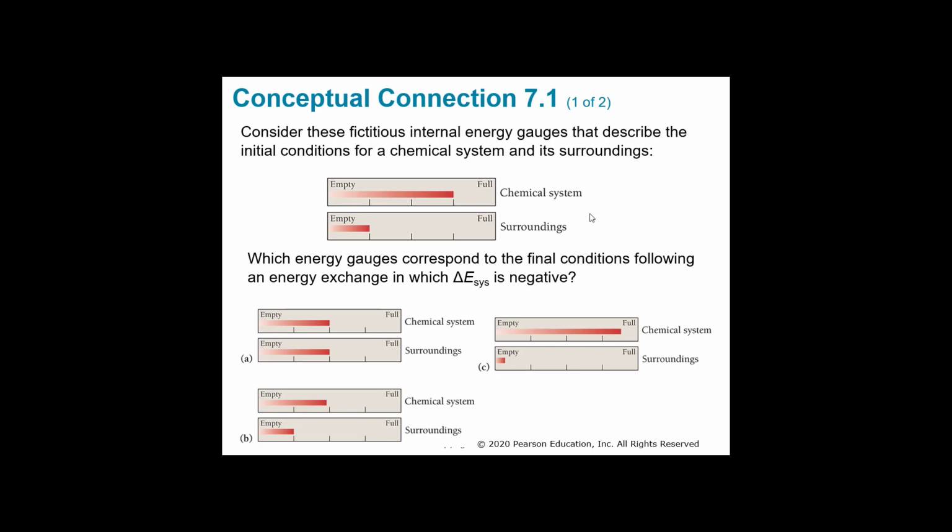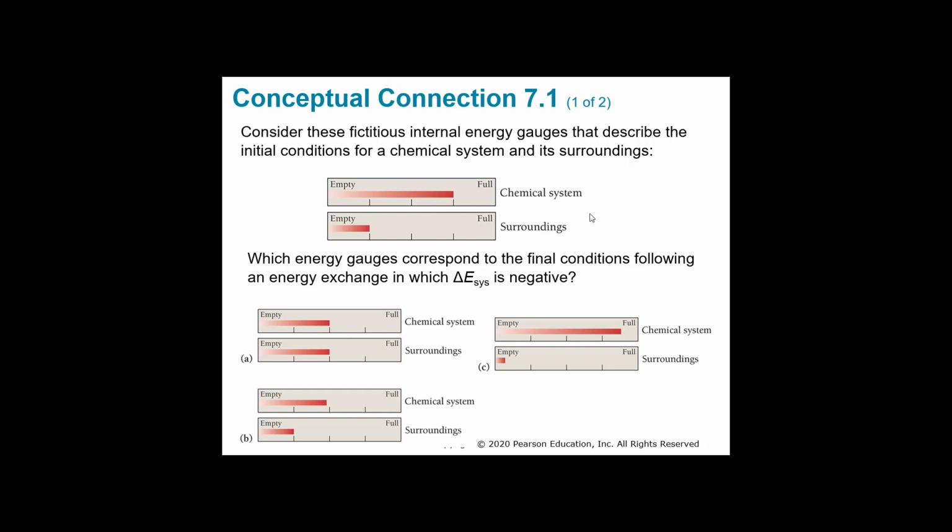Okay, so let's take a look at another one. Consider these fictitious internal energy gauges that describe the initial conditions for a chemical system and surroundings. So we start with a system that's almost full, like an almost full bank account, and the surroundings, you and your person, you don't have that much money, and you need some money. So what happens here? What energy gauge corresponds to the final conditions following an energy exchange in which the system is negative? So here we go.